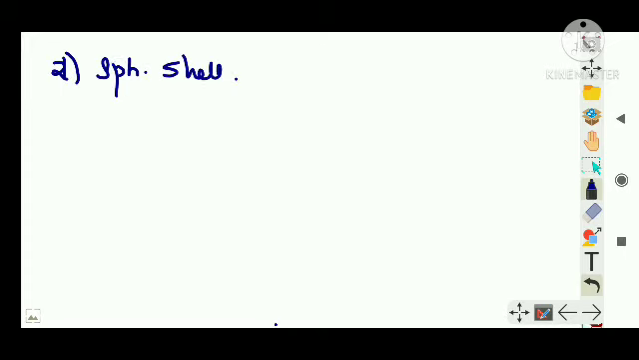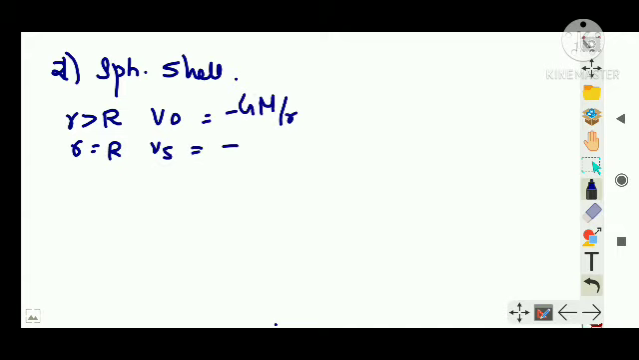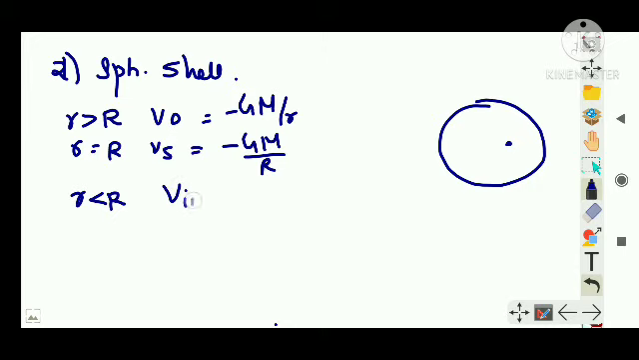So just like the previous cases, for r greater than capital R and r equal to capital R, that is in the case of V out and V surface, V out is just like the previous case, minus GM by r. V surface is minus GM by capital R. The only change is when r is very less than R, you consider the point to be inside the hollow sphere. So V in is also minus GM by capital R.